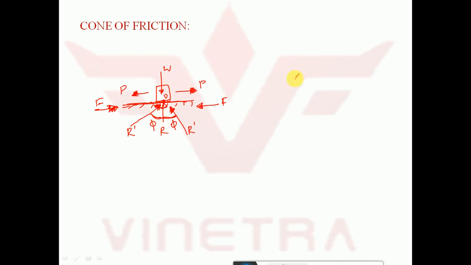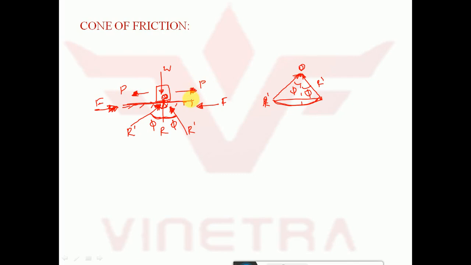So I will neatly draw here. This is also R dash, and with respect to the normal it is making phi, and this is also R dash making an angle phi with the normal. And if I draw here, it makes a cone, right? These two are making a cone with this O as a vertex. This itself is called a cone of friction.